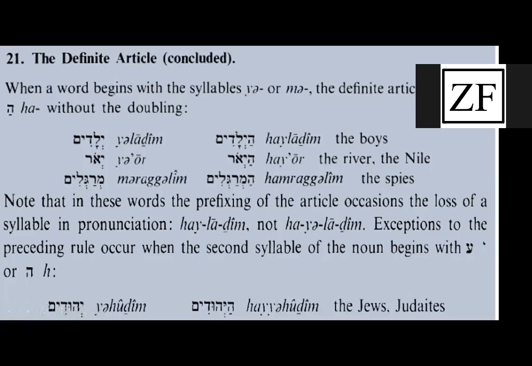But here's the exception to the exception. If the second syllable of the noun begins with an ayin or a hey, then you still pronounce that. So in the case, Yehudim is the word for Jews. Okay, Yehudim, you do the plural, it's still ha Yehudim. You still have the ha in this one. So the Jews or Judites, people of the tribe of Judah, would be ha Yehudim. We good there?